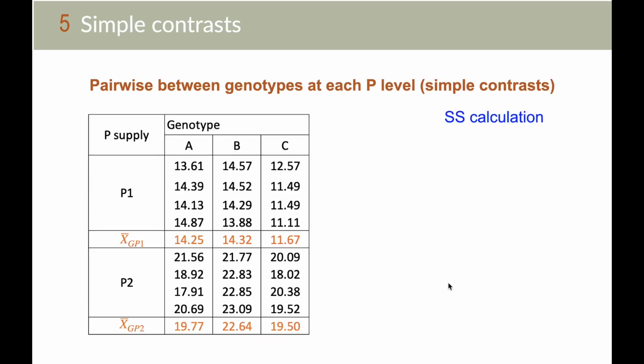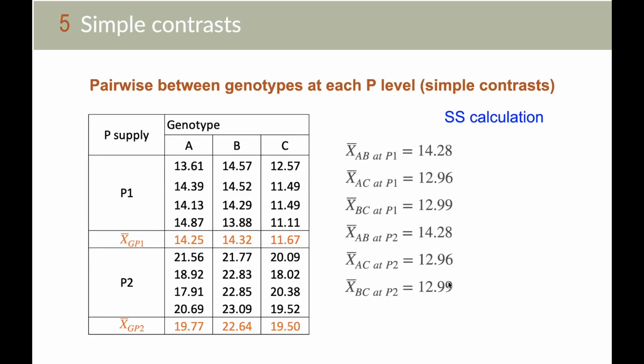And in this slide, I'm going to show you how to calculate the sum of squares for pairwise simple contrast. First of all, we need to calculate the mean of each pair. For example, the mean of pairs A and B at phosphorus level 1, A and C at P1, B and C at P1, A and B at P2, A and C at P2, and B and C at P2.